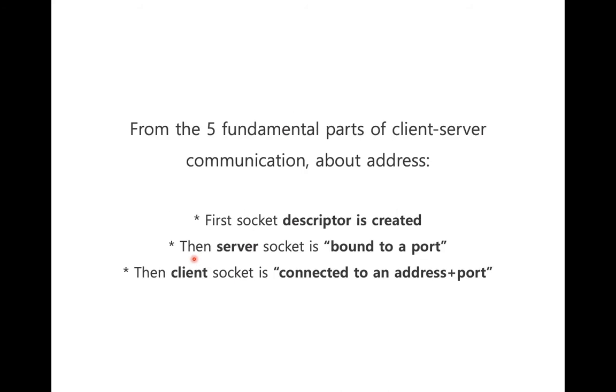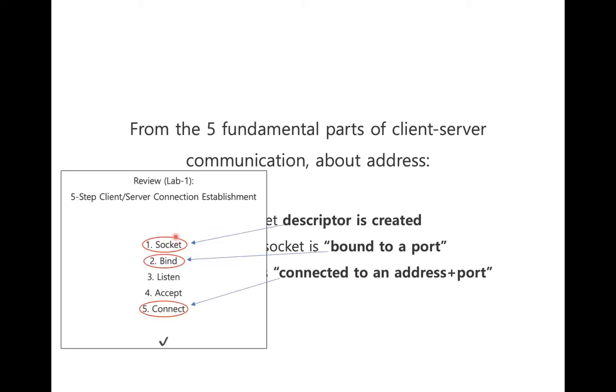In the first lab, we studied the five fundamental parts of client-server communication. First we create a socket, then we bind the socket to a port address, and finally the client was connected to a server socket which was listening on a certain port. These steps were: the socket creation, then binding the IP address and the port number with the socket, then listening at that particular port, and if there is any connection request coming on that port, that connection was accepted by the server.